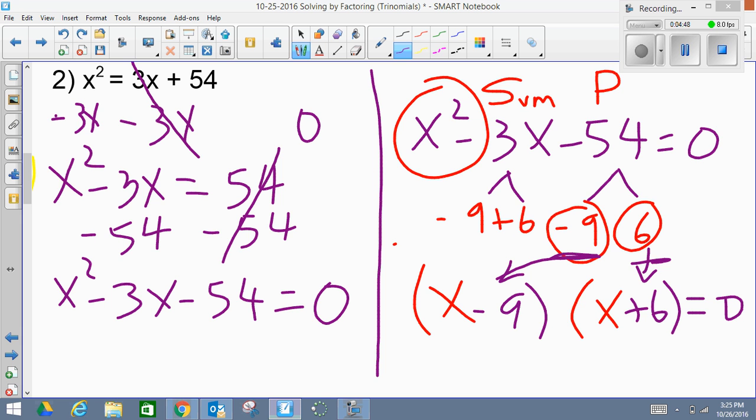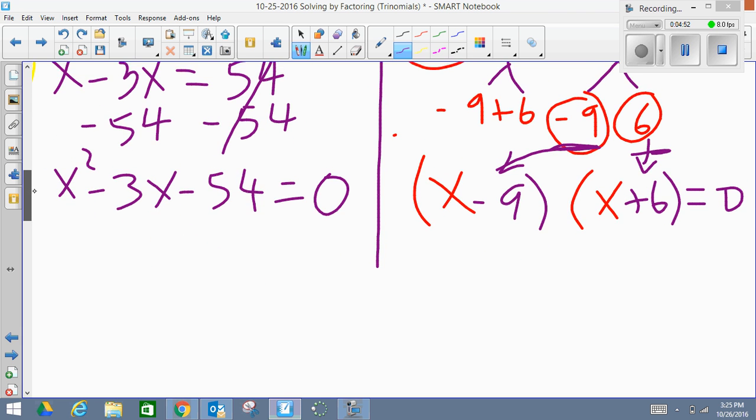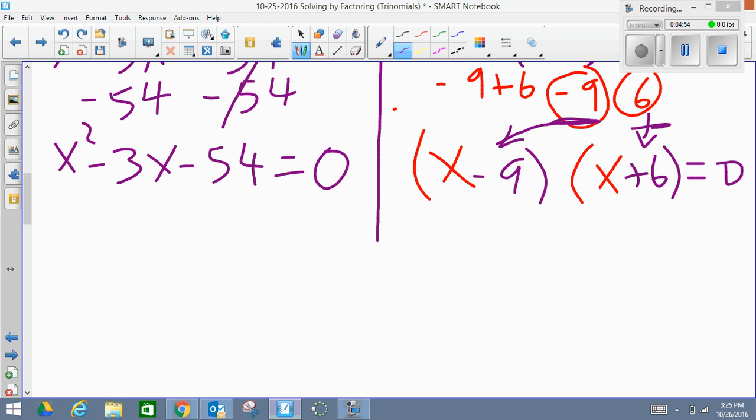That means we need to find the values of x that make that equation 0. So every factor must be equal to 0. Every factor is that parenthesis multiplying that parenthesis. So I have two factors, and each factor I make equal to 0. That's why you make the line in the middle.